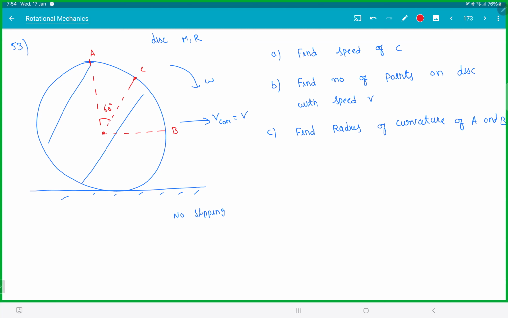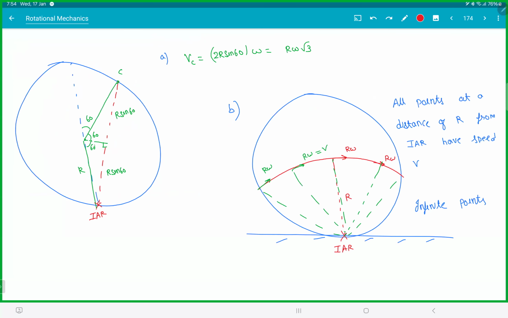Remember, this is something we discussed in the beginning. Rotation is different, circular motion is different. Radius of curvature is defined for a path. IAR is defined for a body. How to find radius of curvature? If you remember, centripetal acceleration is V tangential square by R. So radius of curvature will be V tangential square by A.